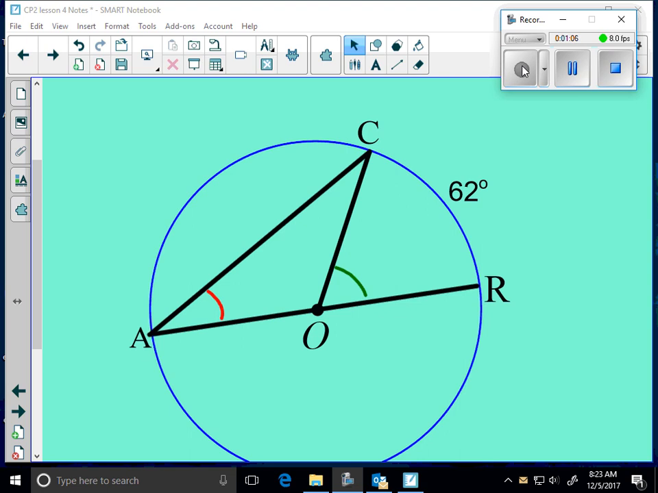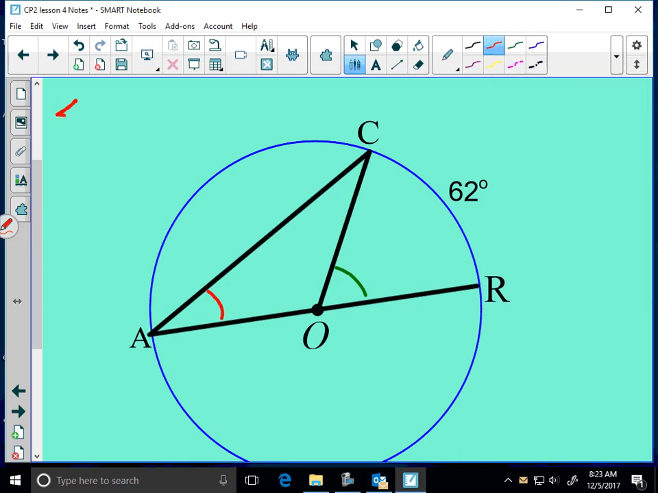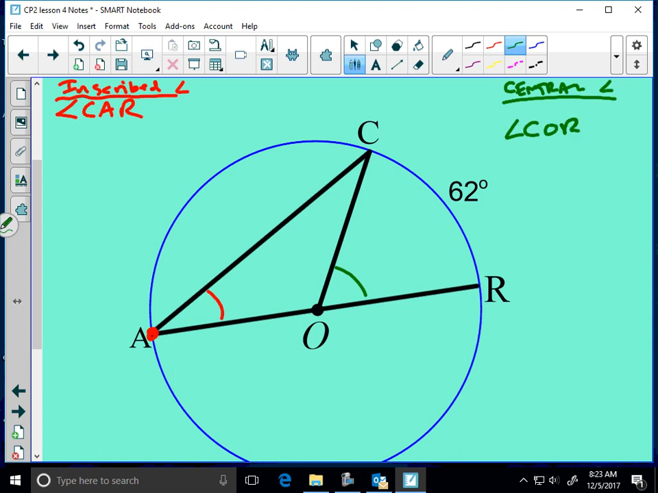Angle CAO or CAR, right? Angle CAR is an inscribed angle, okay? And that's because this point is on the circle. And that makes our other angle our central angle, which would be angle COR. Is it okay if I call that angle ROC? Yeah, it's okay. Now, what's the difference in their measures?